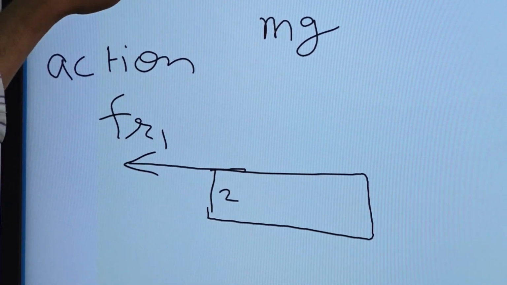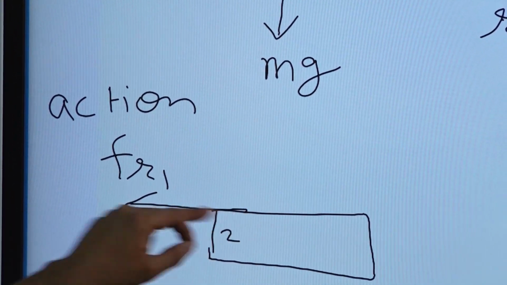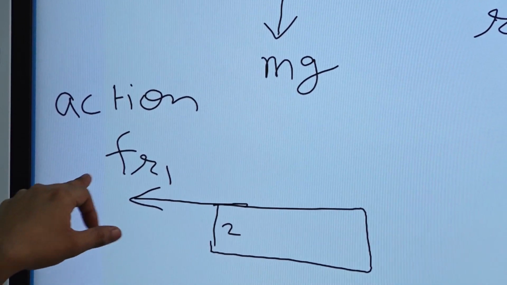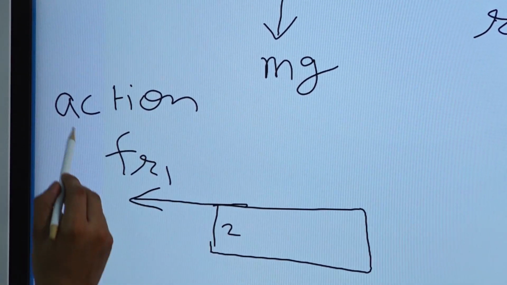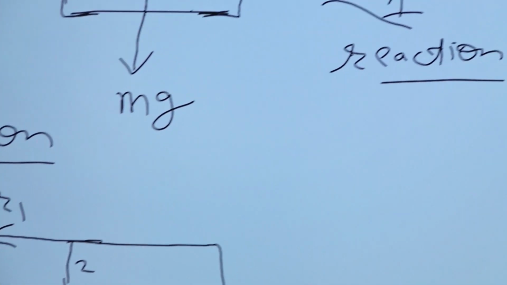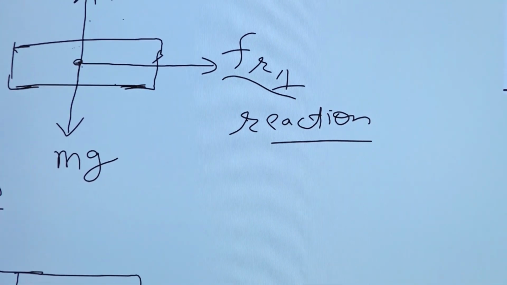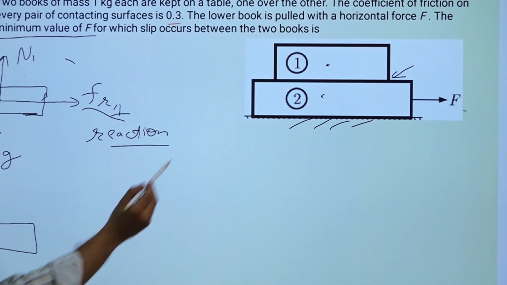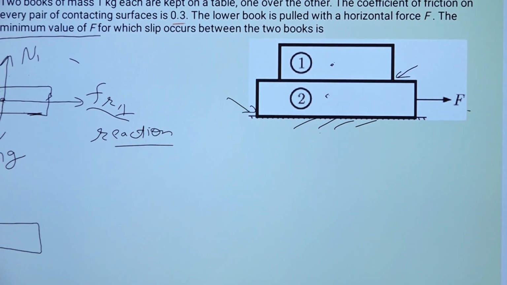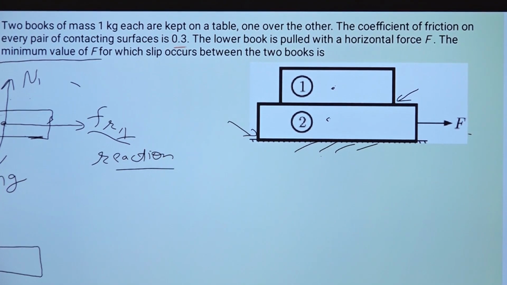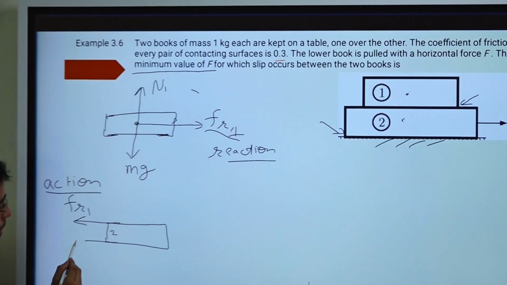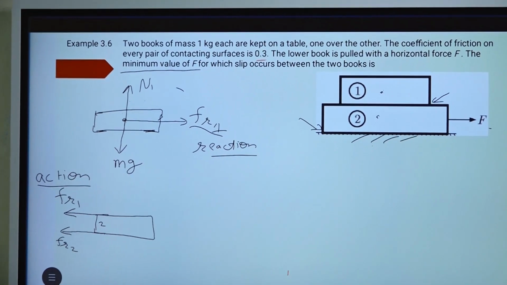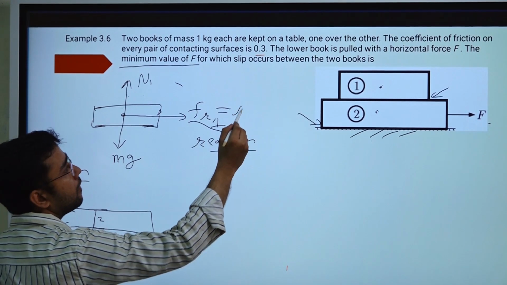So what happens? This block is applying some force to this block in reverse direction, minus x direction, right? And the magnitude of that will be same as this Fr1. So this is action, this is reaction, right? So because this block is moving in forward direction, at this contact surface, again the friction will be applied in reverse direction. This will be Fr2.